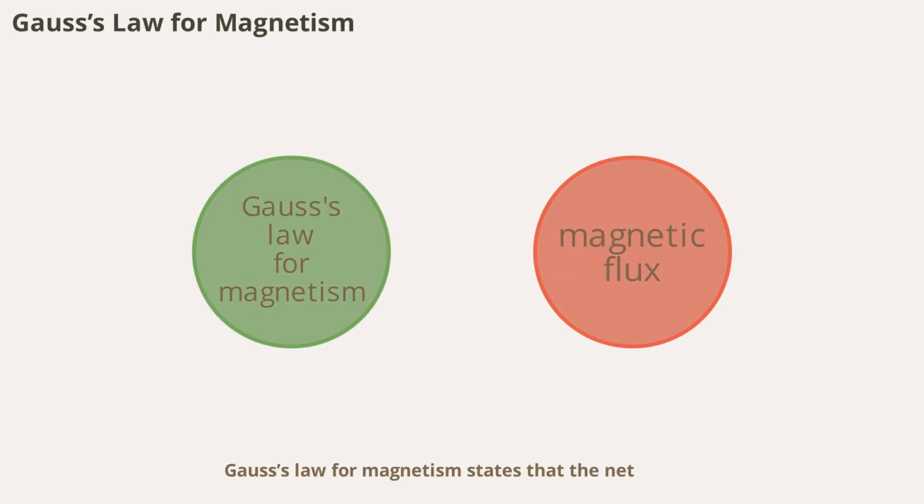Gauss's law for magnetism states that the net magnetic flux through any closed surface is zero. This means magnetic monopoles do not exist; magnetic field lines always form closed loops.